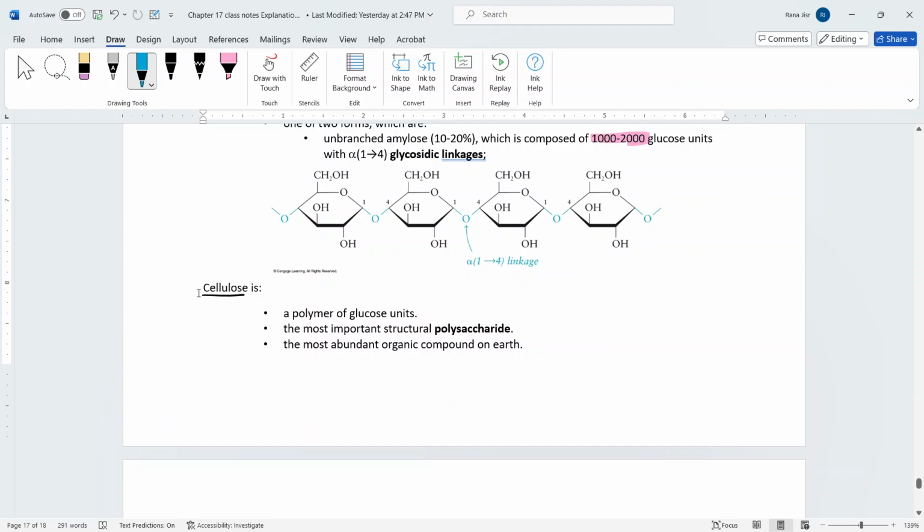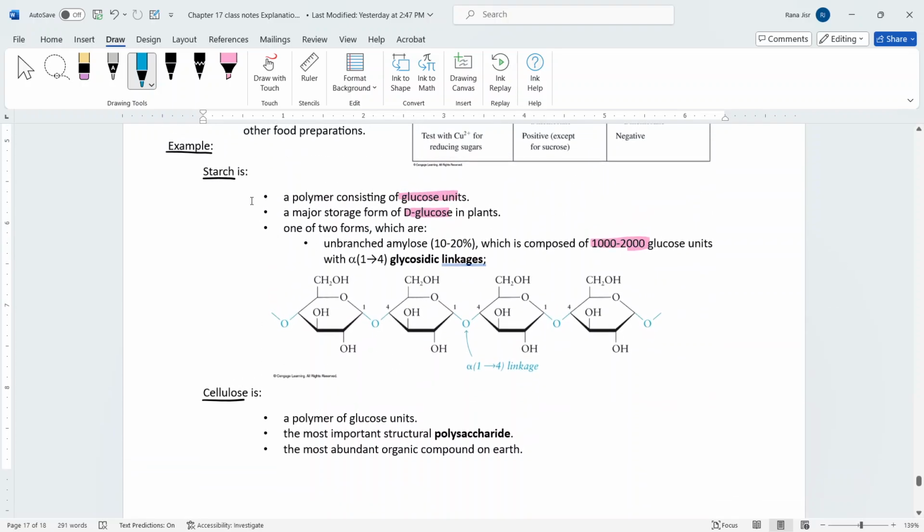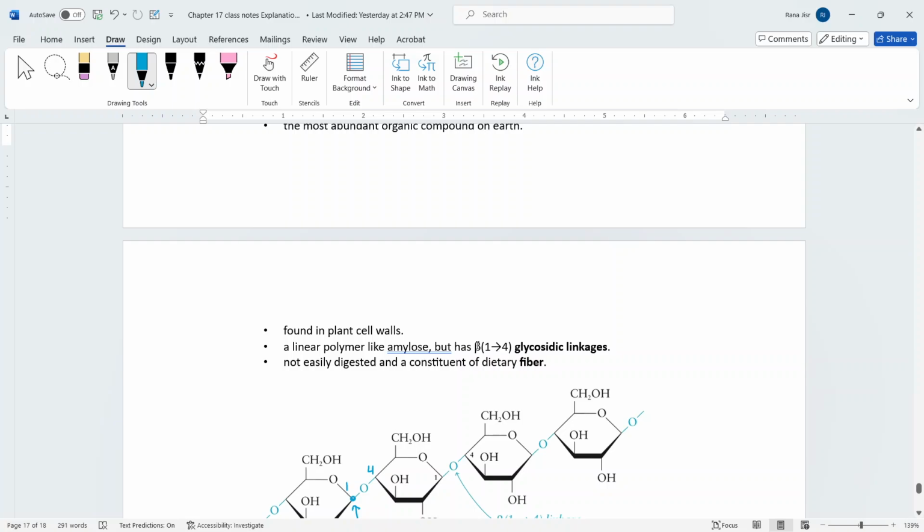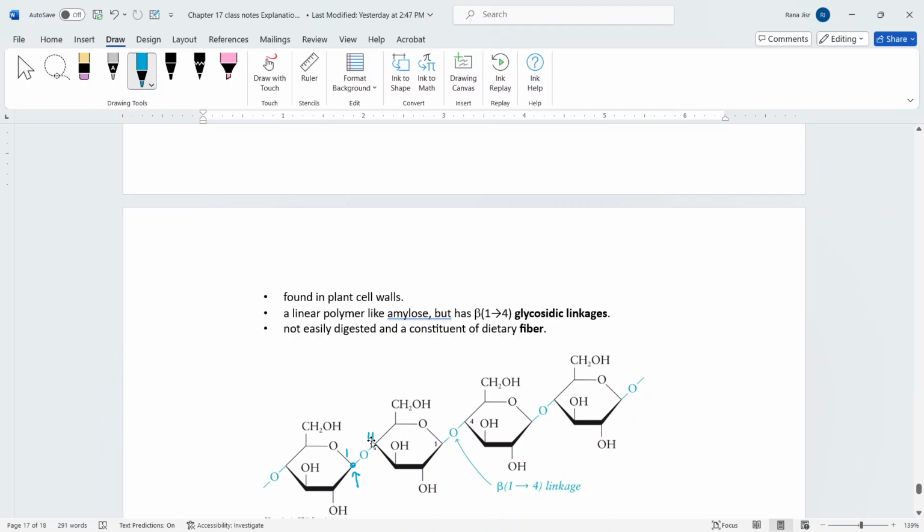The last polysaccharide is cellulose. Cellulose is made up of glucose polymer units that are connected to each other. The connection is different from the starch. The starch connection is the alpha 1,4 glycosidic linkage between glucose units. However, for cellulose, the connection is going to be the beta 1,4 glycosidic linkage. This is a linear polymer.